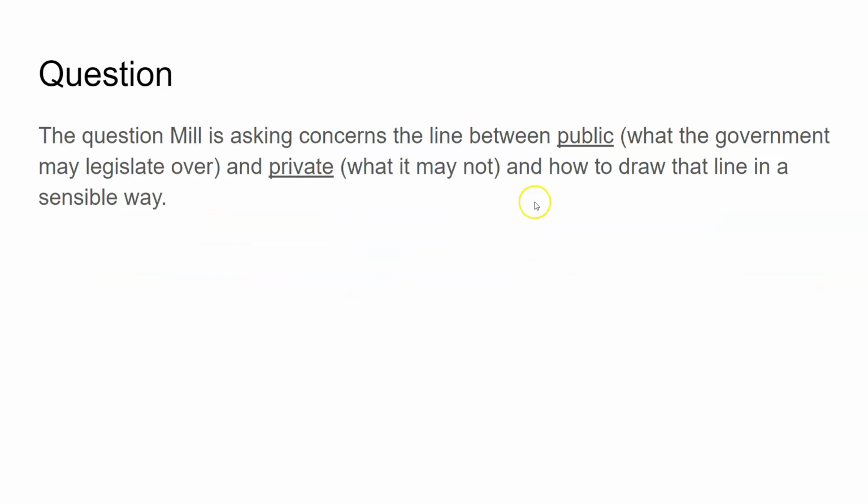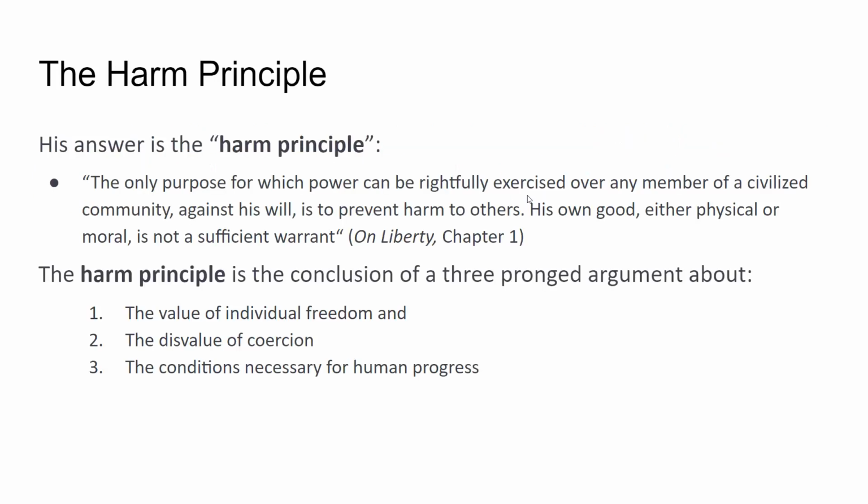So the question Mill is asking, once again, concerns the line between public and private, and how to draw that line in a sensible way. How do we answer that specific question, as distinct from these other questions? Now, John Stuart Mill comes up with something he calls the harm principle. As a direct quote from Chapter 1 of On Liberty: the only purpose for which power can be rightfully exercised over any member of a civilized community against his will is to prevent harm to others. His own good, either physical or moral, is not sufficient warrant.